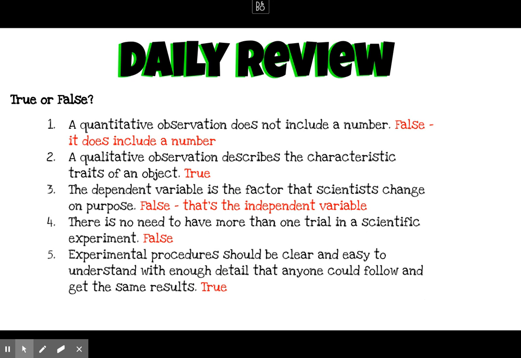And then number 5, experimental procedures should be clear and easy to understand with enough detail that anyone could follow and get the same results. That is true.